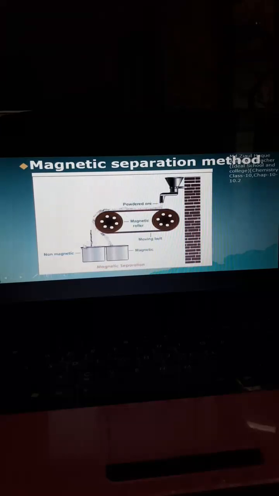So my dear, it's very similar to your textbook, you can understand easily. So if you want to collect the ores of iron, we have to apply magnetic separation, and also titanium ores will be collected with this system. This is called magnetic separation method.